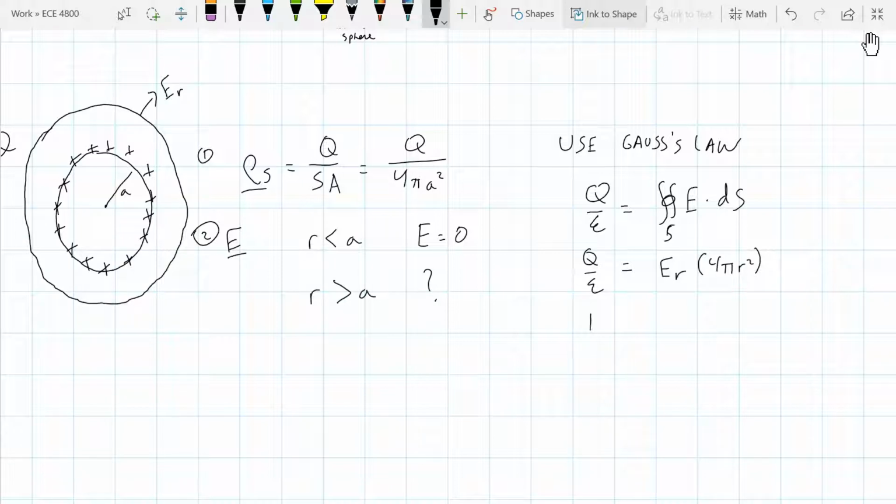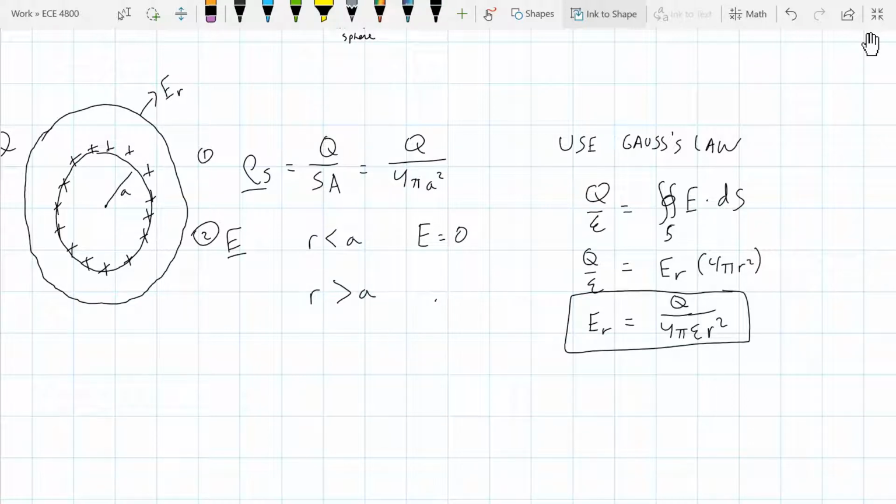Then E sub r, the electric field in the radial direction, is equal to Q over 4 pi epsilon r squared. So for r is greater than a, the electric field is equal to Q over 4 pi epsilon r squared. For r is less than a, it's just equal to 0.